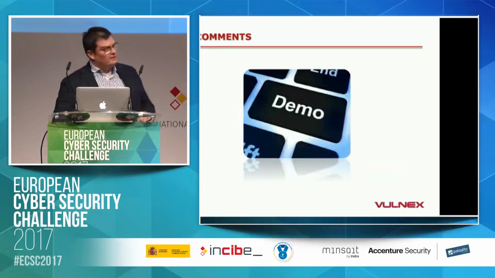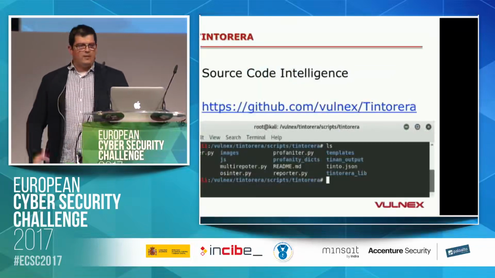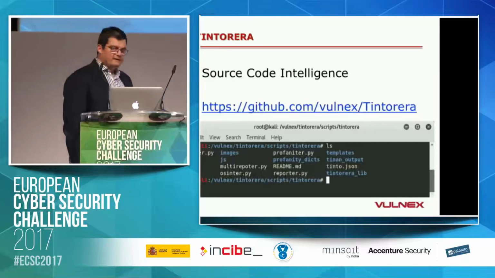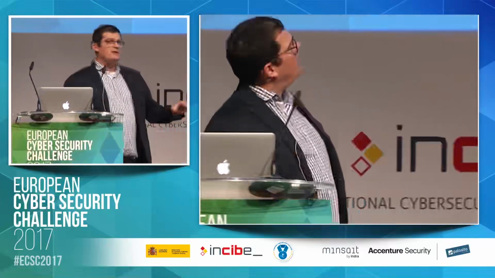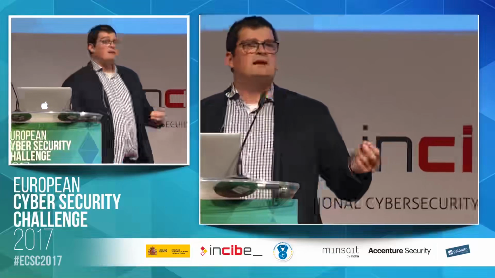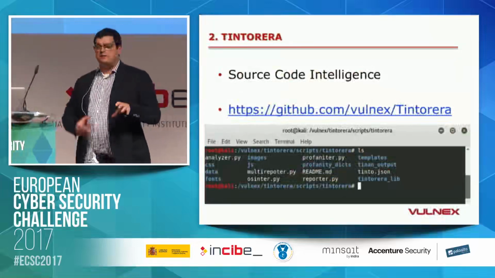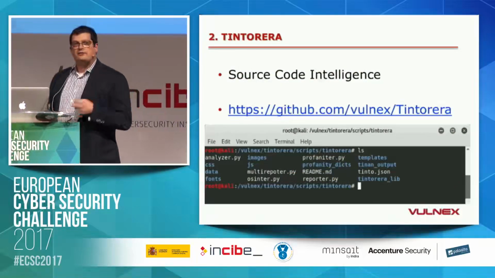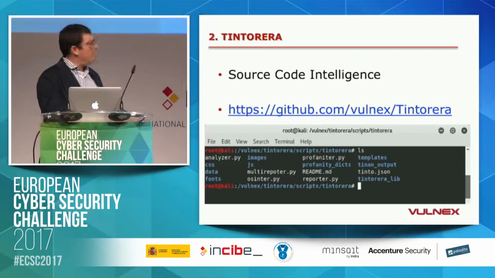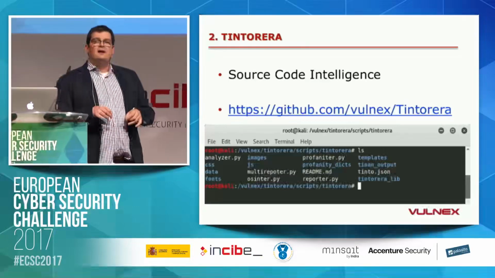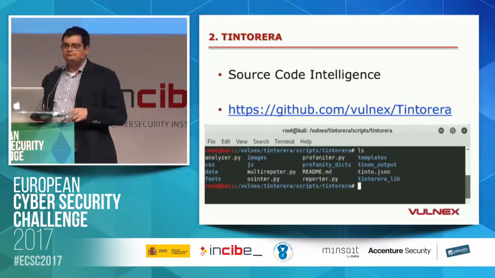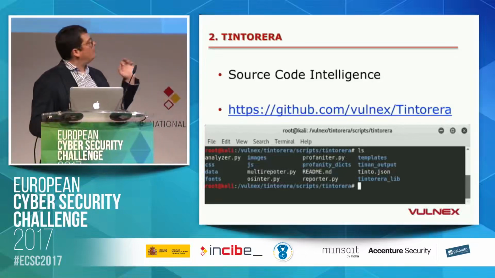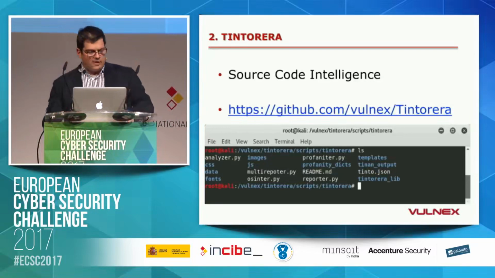So, Tintorera. Tintorera is one of the tools I've been working on. This is more like a pet project on the side, and it's source code intelligence. What Tintorera does is compile inside the GCC compiler. So it's a static analysis tool you can use when you are compiling projects. It takes the source code as you compile and extracts a lot of intelligence from it, and we can do a lot of interesting stuff with this. Now we are building all this open source intelligence I'm talking about into this tool. But we are doing much more with this tool, looking for security bugs to analyze code.